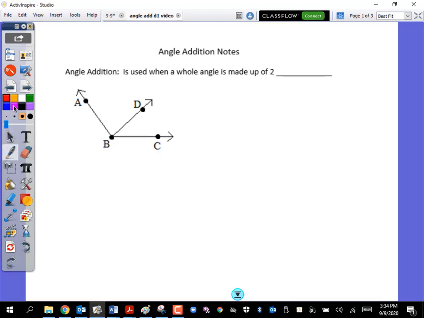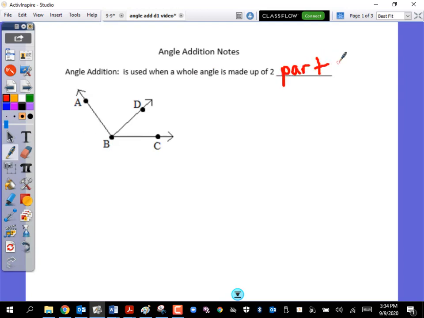Okay, so today we're going to talk about angle addition. Yesterday you guys talked about measuring angles and naming angles. So today we're going to talk about angle addition. You're going to use angle addition when a whole angle is made up of two parts.